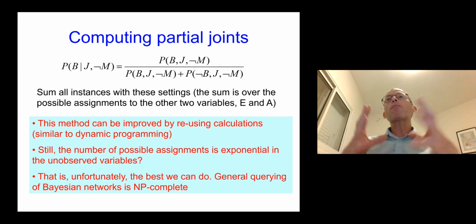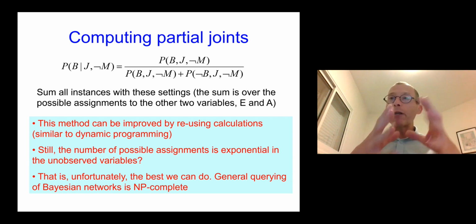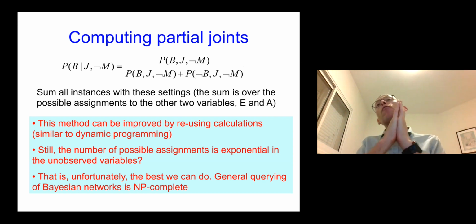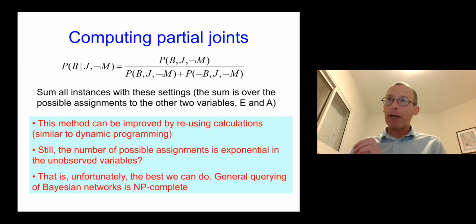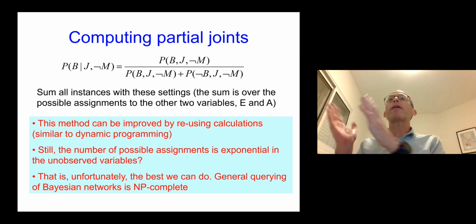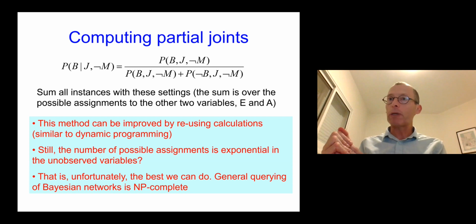NP hard problems are problems where we can show that if we know how to solve them, we can solve all of the problems in this NP family. So basically, in order to show that a problem is NP hard, you have to show that if you can solve it, you can solve another problem that is already known to be NP hard.